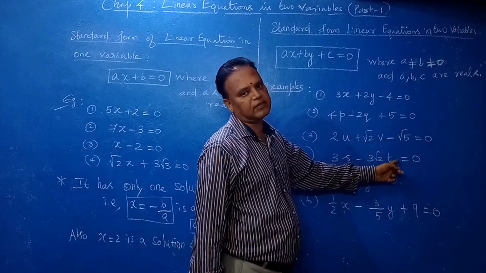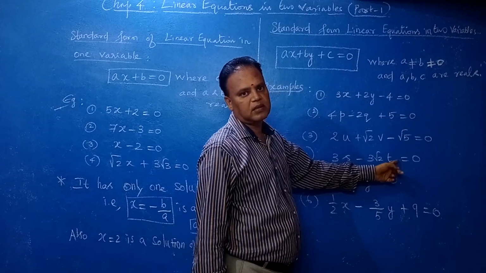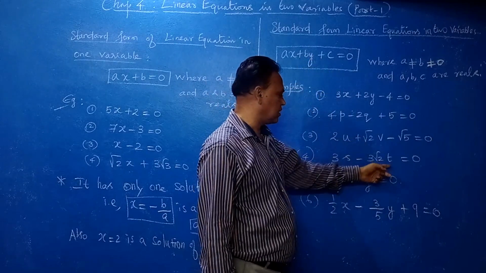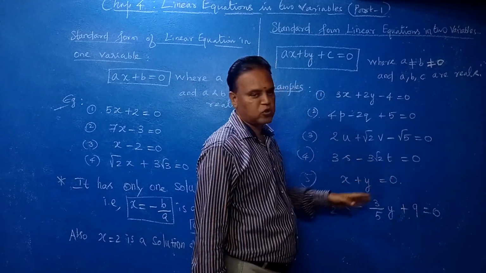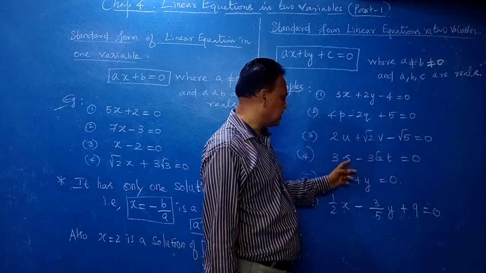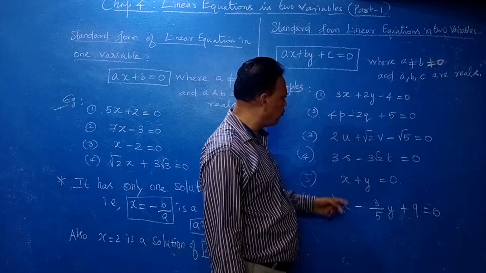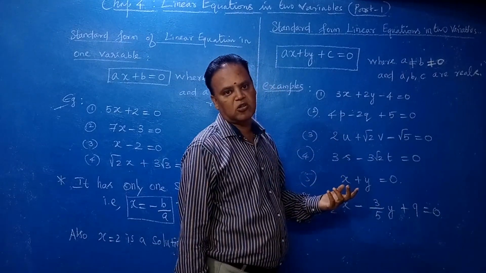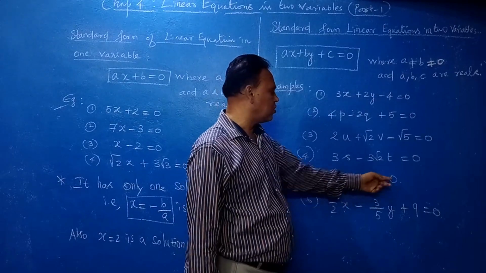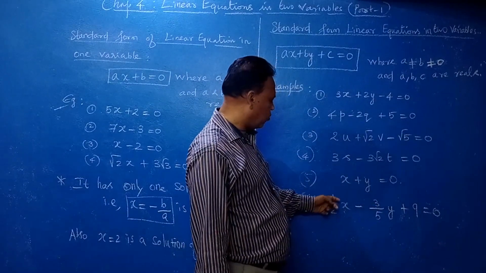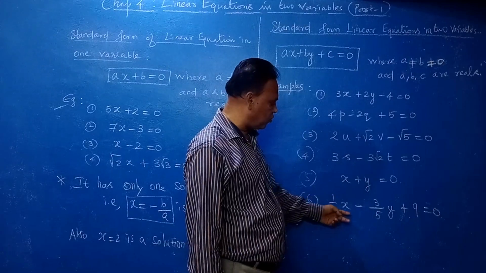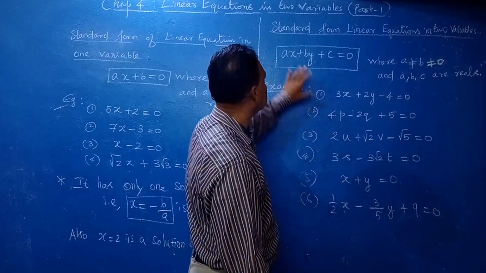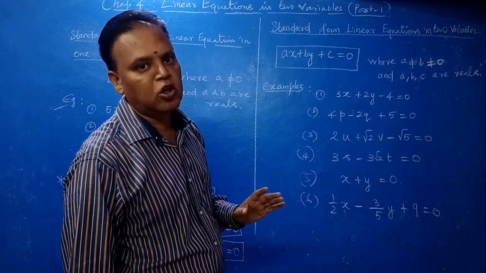Then 3s minus 3 root 2 t equal to 0. Here the constant term is not there. The constant term is not compulsory, but both variable terms are very important. Two variables, and you can use any letters: s, t, p, q, u, v, like that. Here you see, the x coefficient may be 1, and 1 is also a real number. x plus y equal to 0. Then you may have fractions: 1 by 2 x plus 3 by 5 y plus 9 equal to 0. So these are examples of the standard form of a linear equation in two variables.